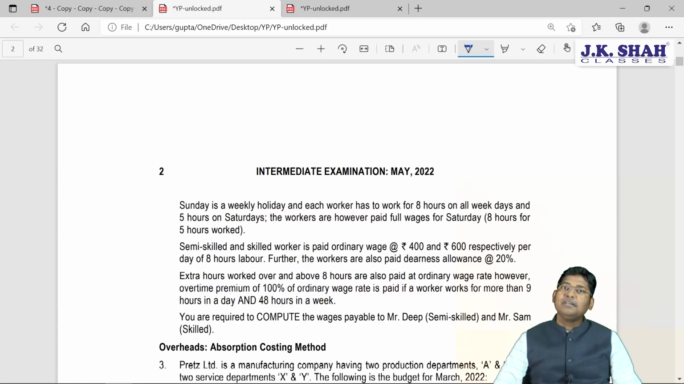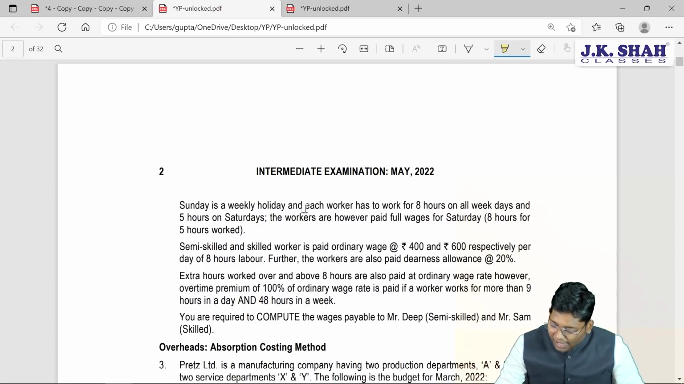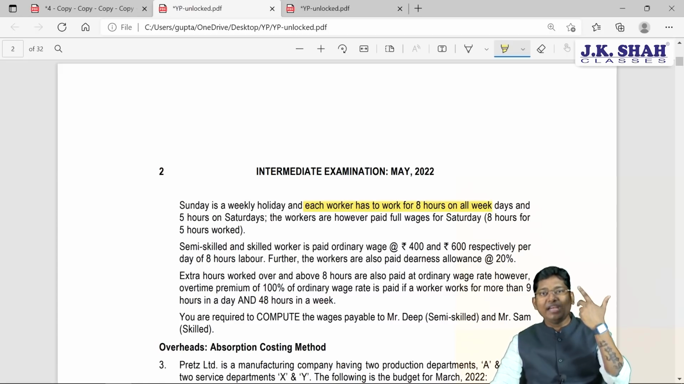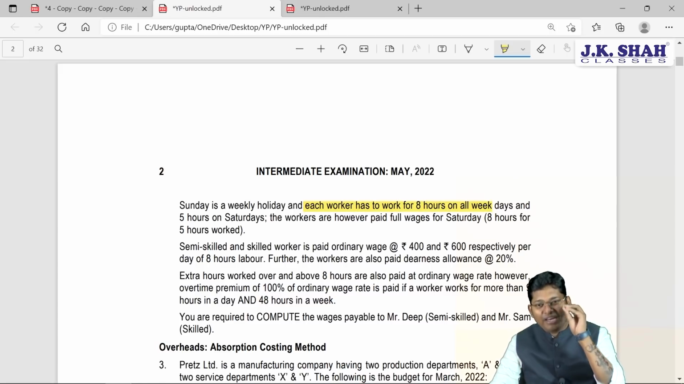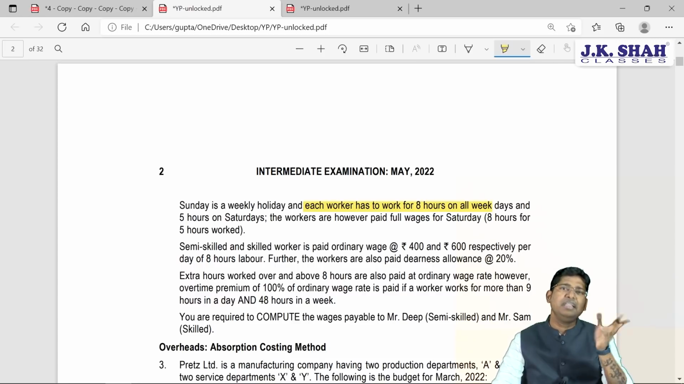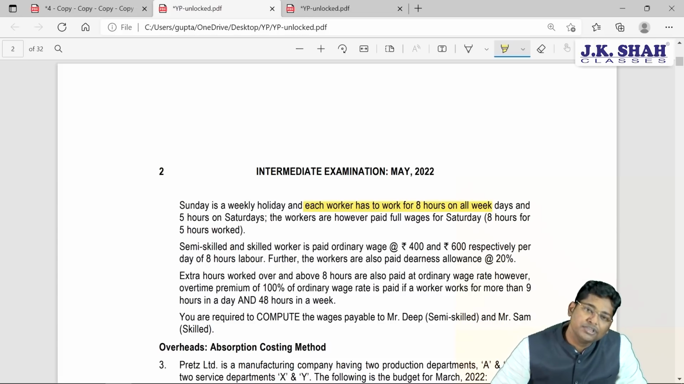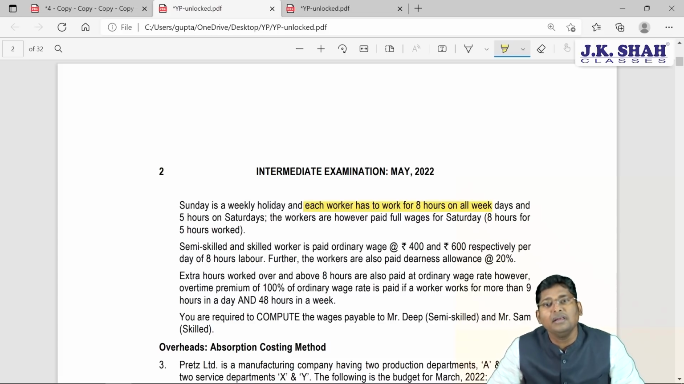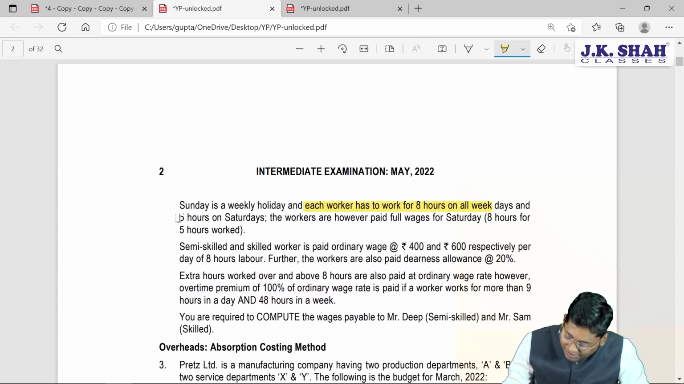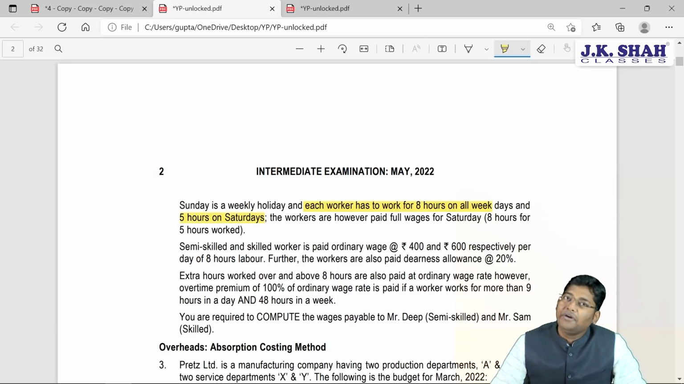There is a policy of this particular company. The company says that each worker has to work for 8 hours on all weekdays, meaning Monday, Tuesday, Wednesday, Thursday, Friday. Every worker has to work for 8 hours, whether skilled or unskilled, irrespective of category. All the workers will be working for 8 hours on normal days and 5 hours on Saturday. So Saturday can be treated as a half day. The workers are however paid full wages for Saturday, that means 8 hours for 5 hours of work.